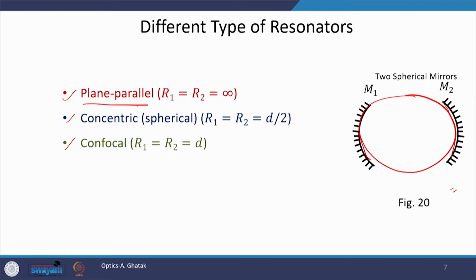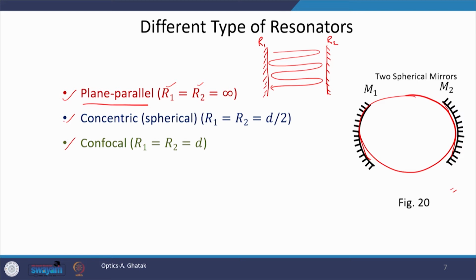The first one is the plane parallel resonator. In this plane parallel resonator, we place two plane mirrors facing each other, and it provides feedback by reflecting photons back and forth. Here the radius of curvature of the left mirror is R1 while the right mirror is R2. Since they are plane parallel mirrors, R1 and R2 both will be equal to infinity.